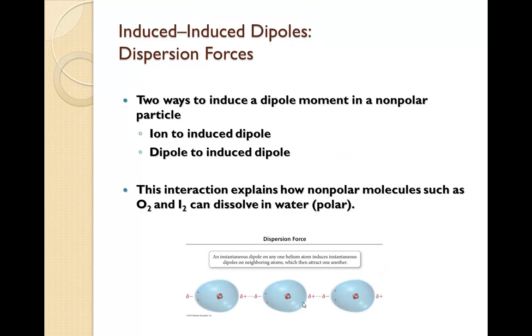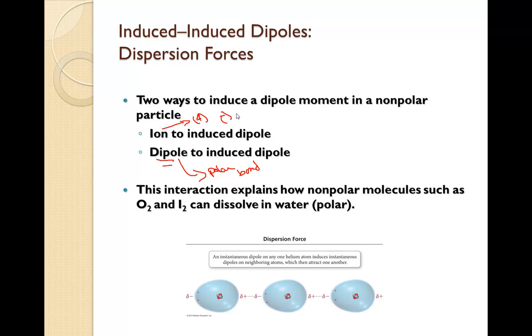Two ways to induce the dipole moment in a nonpolar particle is to have an ion induce the dipole, and the other one is to have a dipole induce the dipole. So the dipole is a polar bond. And then the ion is either the cation or the anion, which is either a positively charged particle or a negatively charged particle.